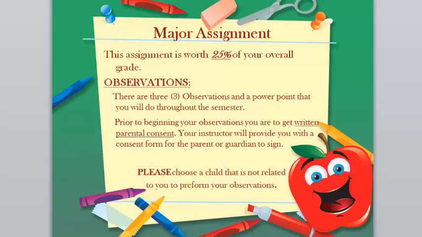Observation 1. 3 things to include in your observation 1. The child developmental milestones. Depending on the child's age, you will ask the parent or guardian a series of questions on the child's development. The running record. This is when you begin to observe the child.